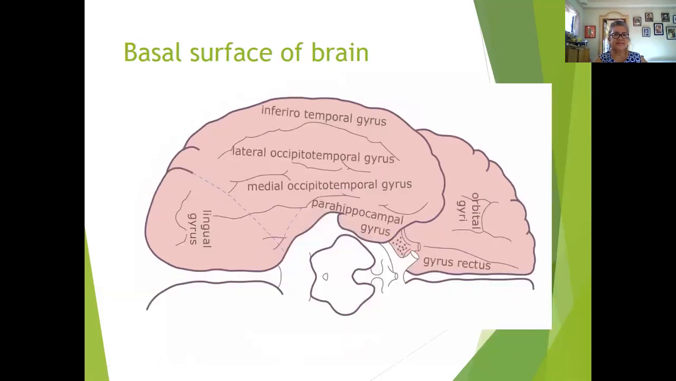Then the basal surface of the brain, what you will see will be the temporal and occipital lobe, or gyrus, of the cerebral hemisphere.